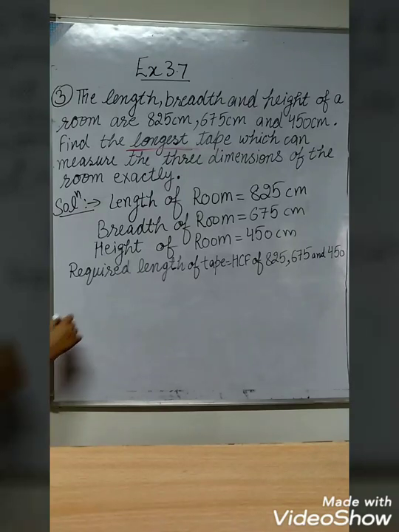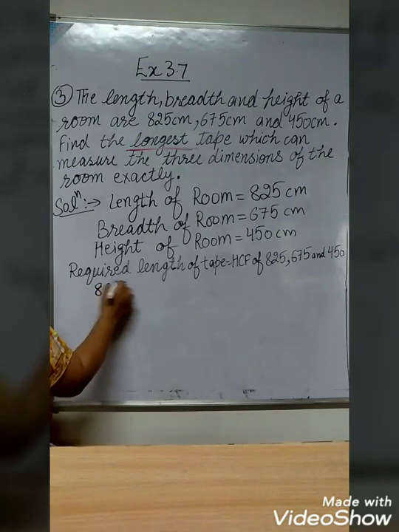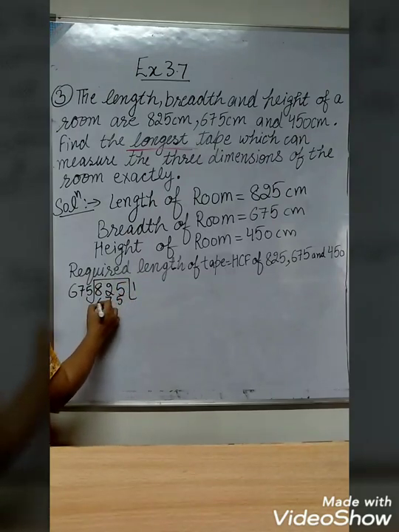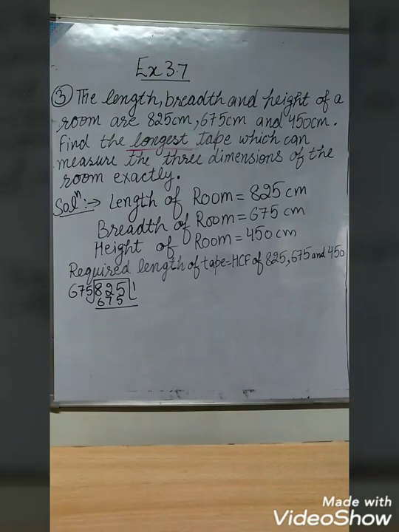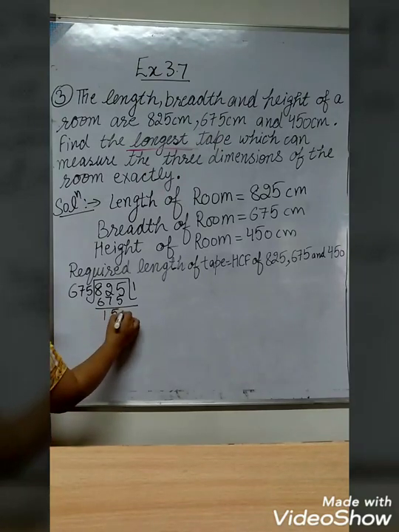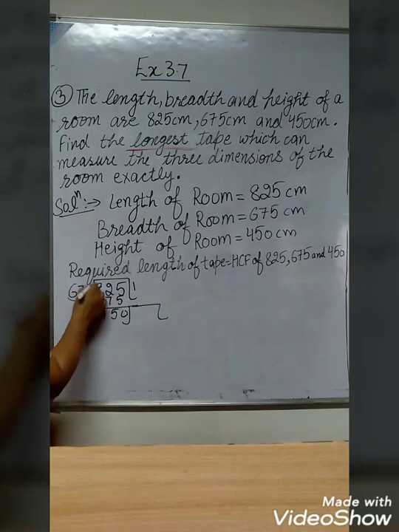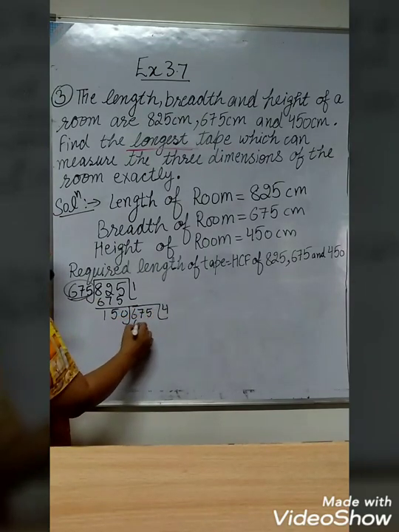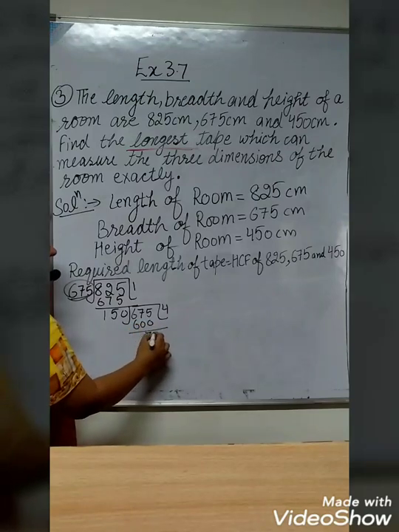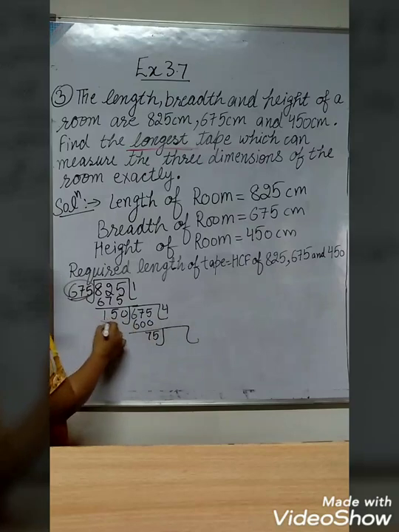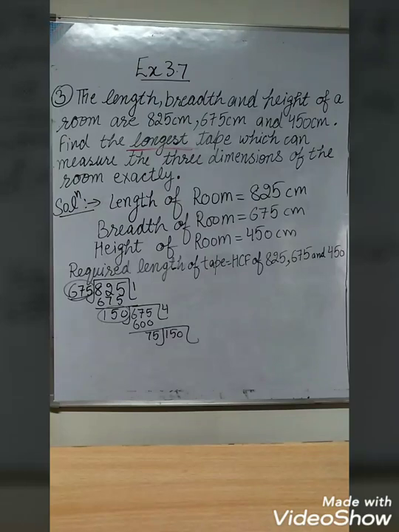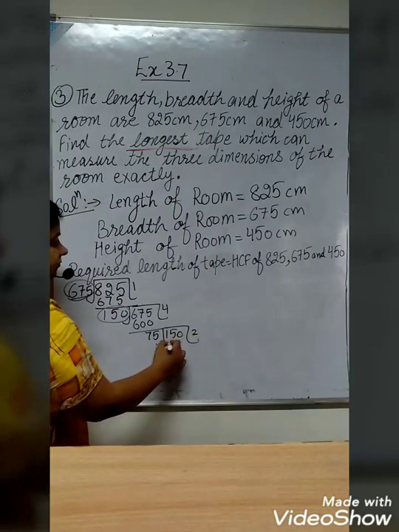So first of all I am going to divide 825 by 675. 1 times 675 is 675. Here the remainder will be 150. Now the divisor will become the dividend. So 150 times 4 comes out to be 600. Remainder is 75. Now this divisor will become the dividend and we get 75 times 2 is 150.